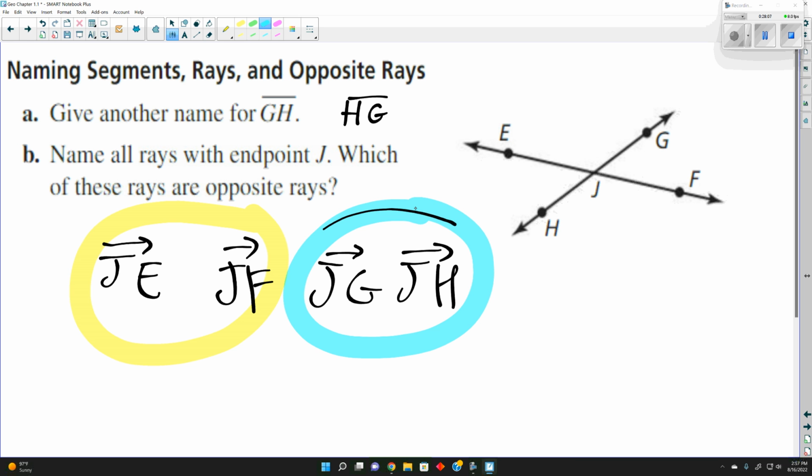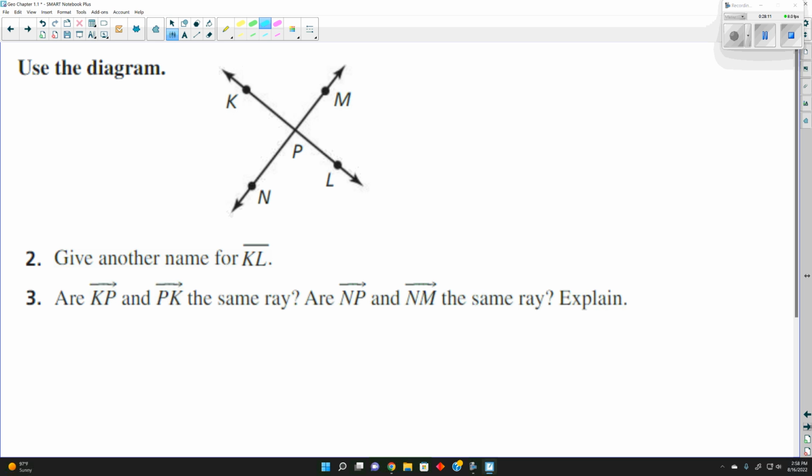Questions on this here? So, how do we feel about naming rays and line segments? Not too bad. So, how about KL? Give another name for KL. All right. Are KP and PK the same ray?